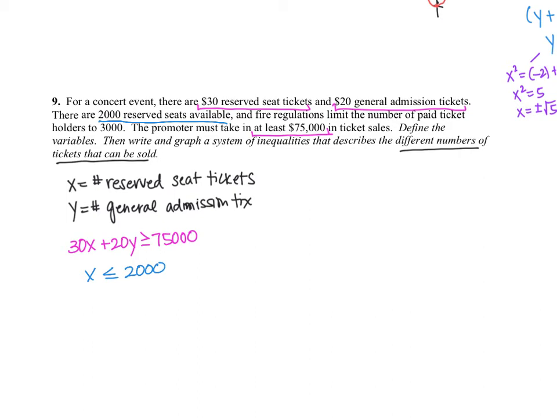Anything else? Fire regulations limit the number of ticket holders to 3,000. So the tickets can't be more than 3,000 because the fire marshal says maximum 3,000 or lower. Okay, well, there's reserved tickets and there's general tickets. Okay, I got all the information there.